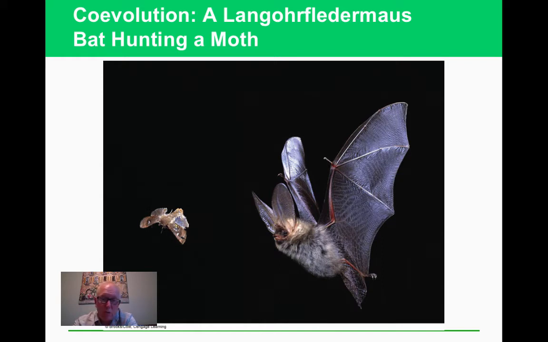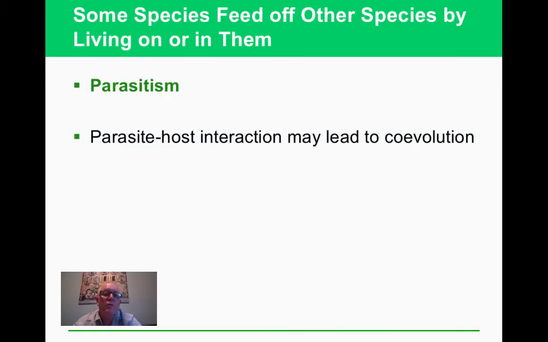Bats have echolocation. Some members of the species are going to have better traits that are going to allow it to catch the moth, and they get to survive. So the moth gets faster, the bat gets faster, or gets more intense in its use of echolocation or other ways of tracking the moth, and the arms race continues back and forth.